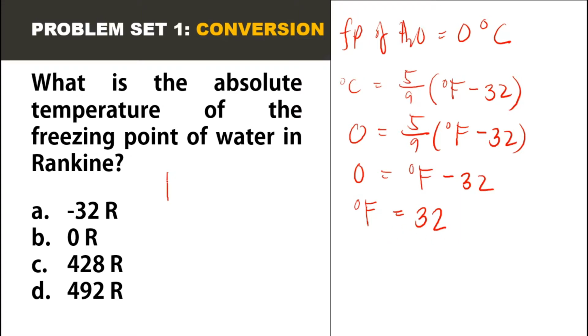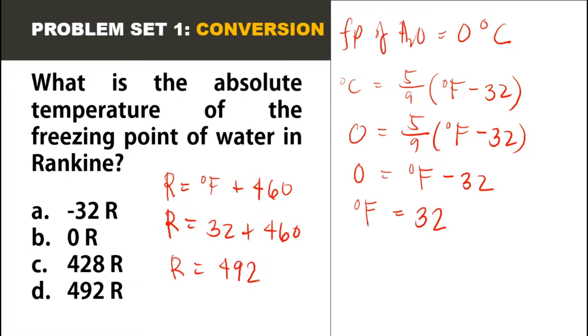Rankine is equal to degrees Fahrenheit plus 460. This is the relationship between Rankine and Fahrenheit. We can substitute the value for Fahrenheit, so Rankine is 32 plus 460. Rankine is equal to 492. So we have letter D as our answer.